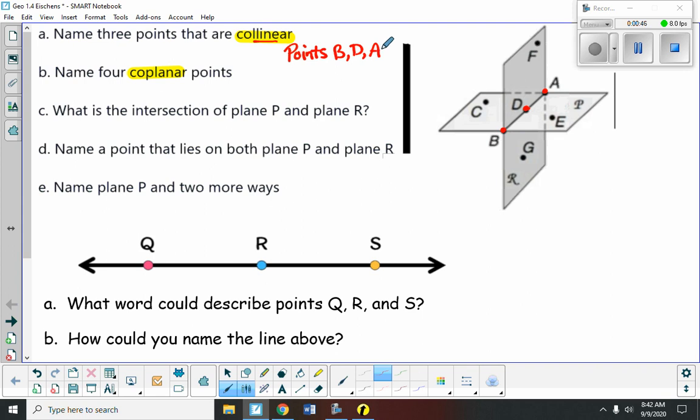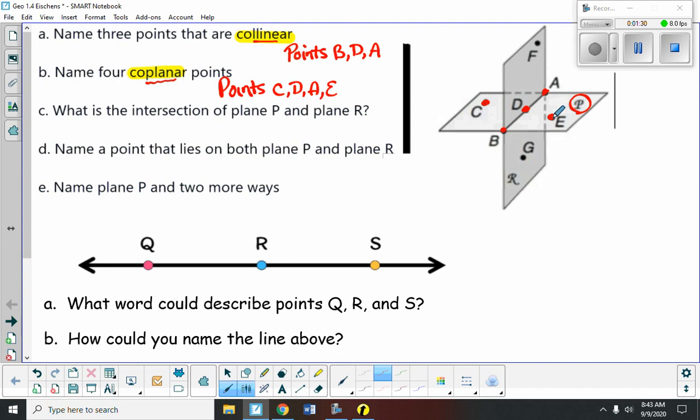The next question, letter B, says name 4 coplanar points. Well, you almost have the word plane there. But that means points that are on the same plane, and there needs to be 4. And when we talk about coplanar points, we don't necessarily want to use points that are on a line. So on plane P, there's a capital P there, so that's plane P. We could say the point C and D and A and E. Or we could say point C, B, A, and E, any 4 points.